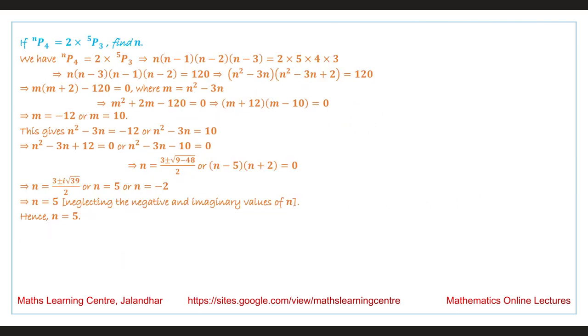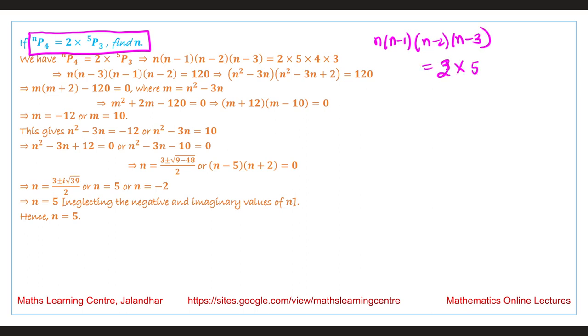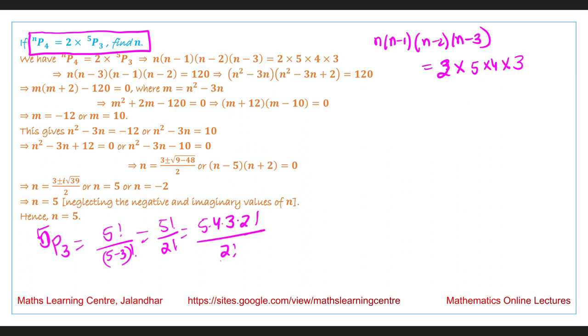Now the next question we have is, if nP4 is equal to 2 times 5P3, so it is n into n minus 1 into n minus 2 into n minus 3, that is equal to 2 into 5 into 4 into 3. The value of 5P3 will be equal to 5 factorial over (5 minus 3) factorial. So it is 5 factorial over 2 factorial. So it is 5 into 4 into 3 into 2 factorial divided by 2 factorial. So we have 5 into 4 into 3.